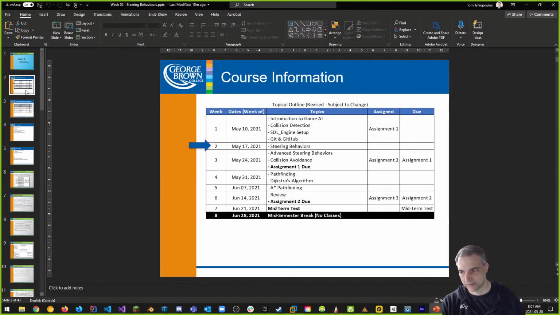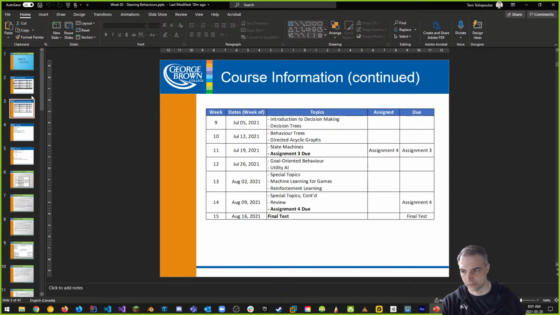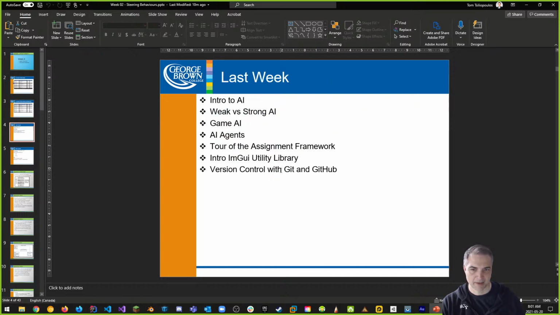And again, this is where we sit. I've just included the entire course calendar so you understand what's happening. Last week, we did an intro to AI. We talked about the difference between weak versus strong AI. We also talked about general game AI and AI agents. And through our labs, we did a tour of the assignment framework, which, by the way, I've upgraded lately just to include the latest version of IMGUI, which I'm going to talk about in lab, as well as I patched a couple of bugs that we had from last week.